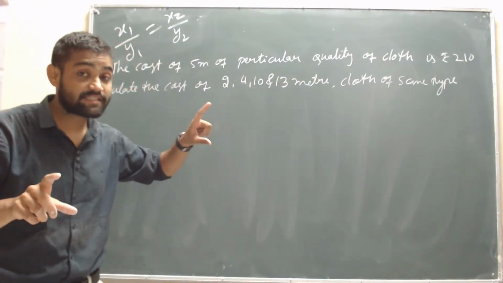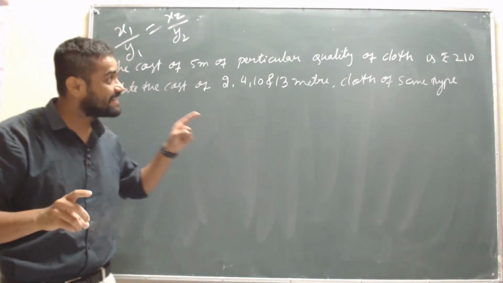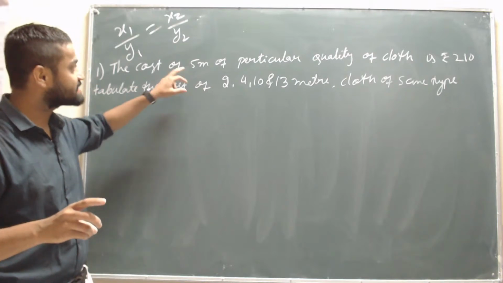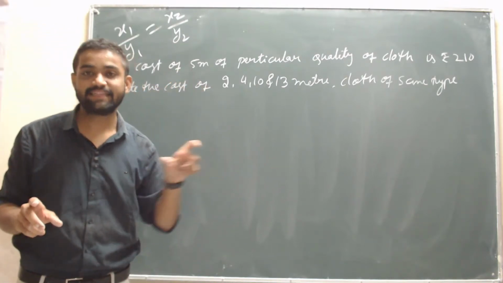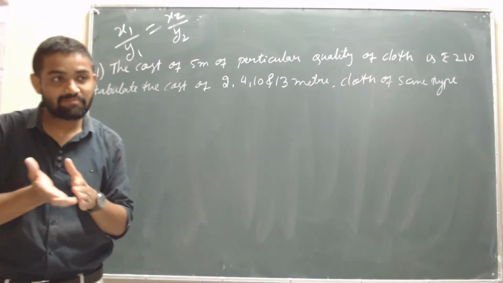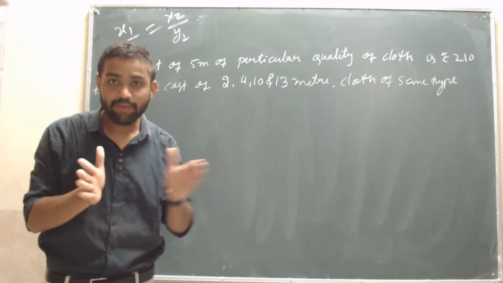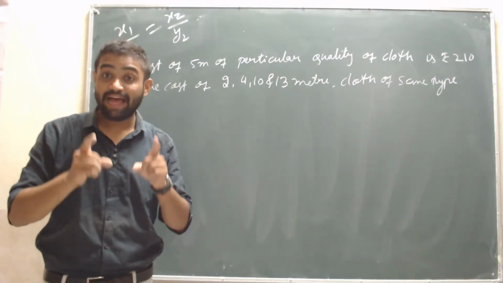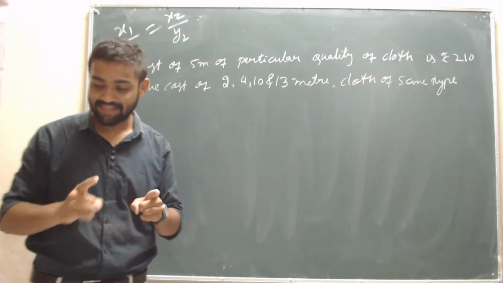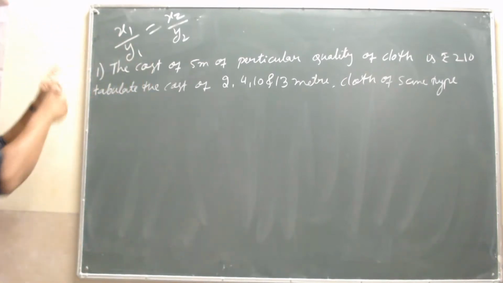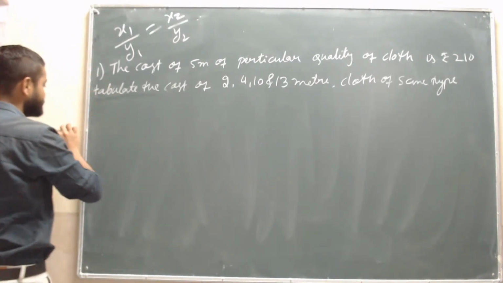Here, as we did in the sugar problem, as the length of the cloth increases, the cost also increases. The bigger the cloth you take, the more cost is needed, isn't it? If you take less cloth, the cost is less, and that indicates it is direct proportional, students. And how do we have to solve? Yes, tabulate.